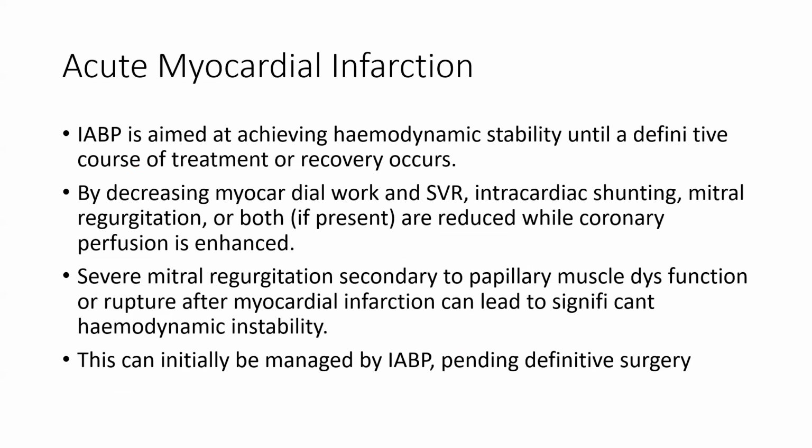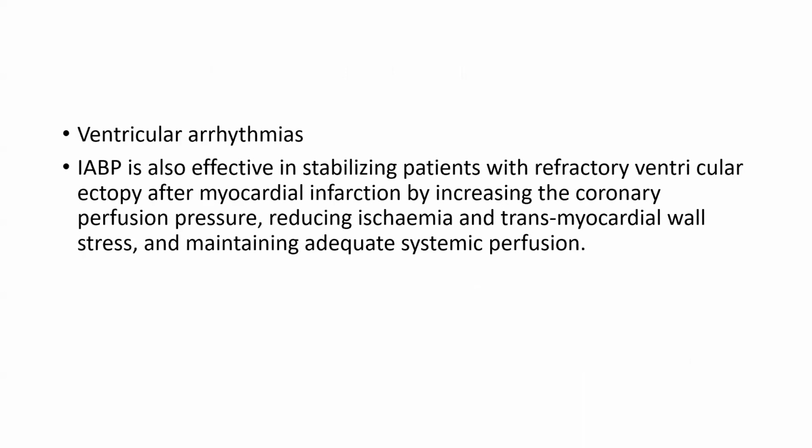So, acute myocardial infarction. IABP is aimed at achieving hemodynamic stability until a definitive course of treatment and recovery occurs. By decreasing myocardial work and systemic vascular resistance, intracardiac shunting and mitral regurgitation, or both, are reduced while coronary perfusion is enhanced. Severe mitral regurgitation secondary to papillary muscle dysfunction or rupture after myocardial infarction can lead to significant hemodynamic instability. This can initially be managed by IABP pending definitive surgery.